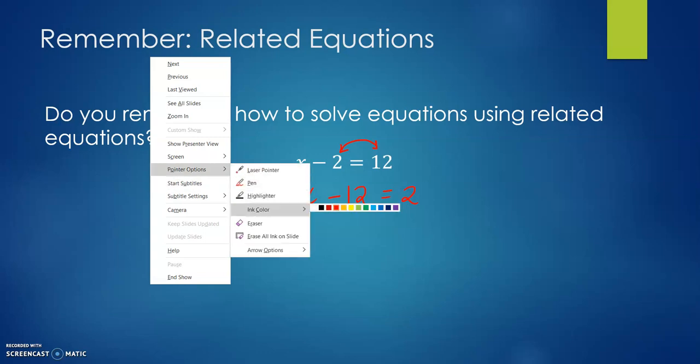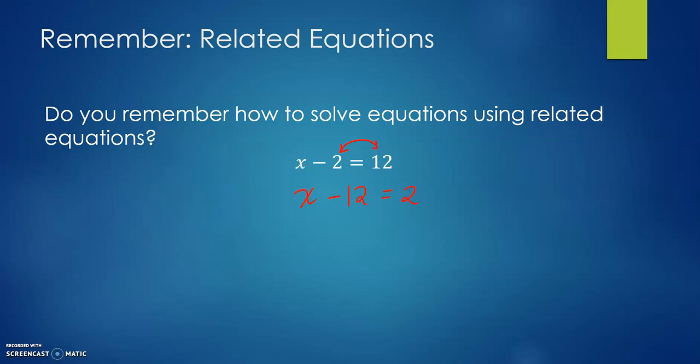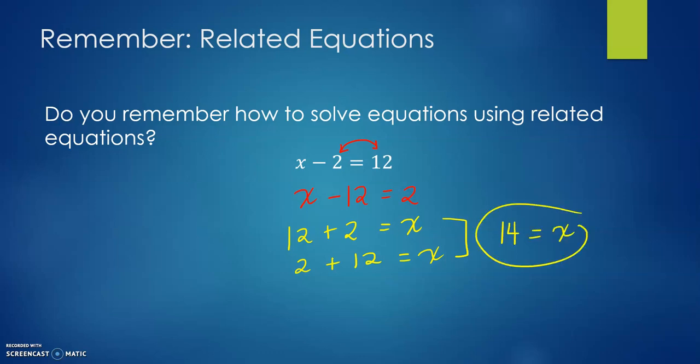And then 12 plus 2 gives me x, and I can rearrange that into 2 plus 12 equals x. Either of these are good to use because they isolate my variable, so I know that 12 plus 2 or 2 plus 12 is 14, so 14 is the value of x. To check it, plug it in right here. 14 minus 2, yes, that does give me 12.